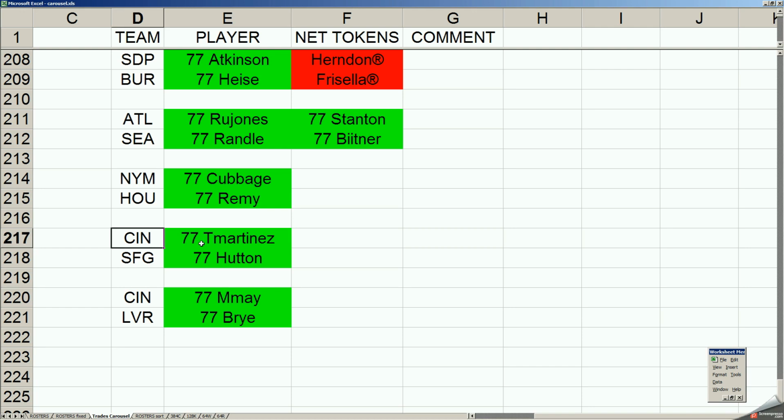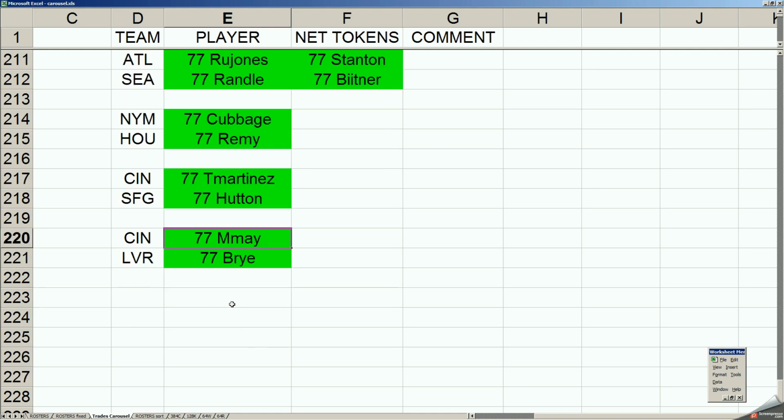Cincinnati ships an extra utility infielder, Ted Martinez, to the Giants for slick fielding first baseman Tom Hutton, who's a 1. And the Reds are going to install him at first base as an upgrade to Bob Beal. And the Giants had nobody playing second base last year. And believe it or not, this Ted Martinez at .299, he's a 3.8 at second base.